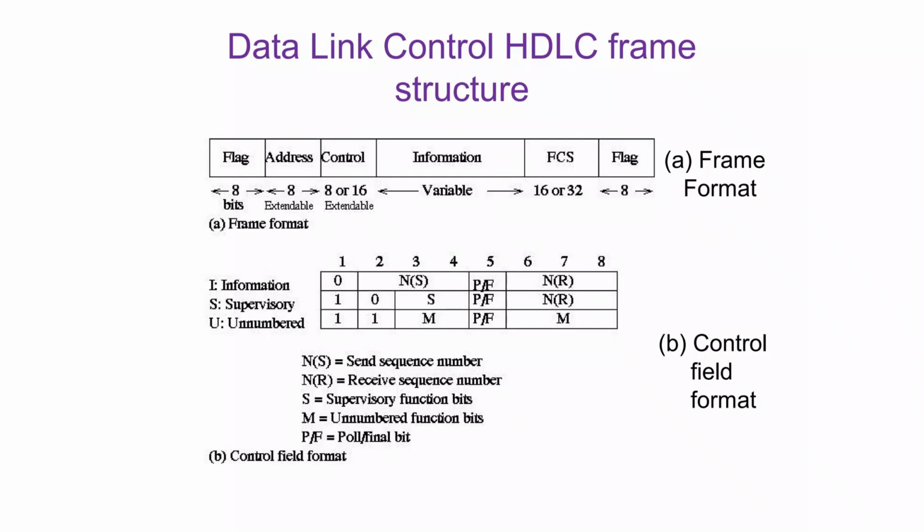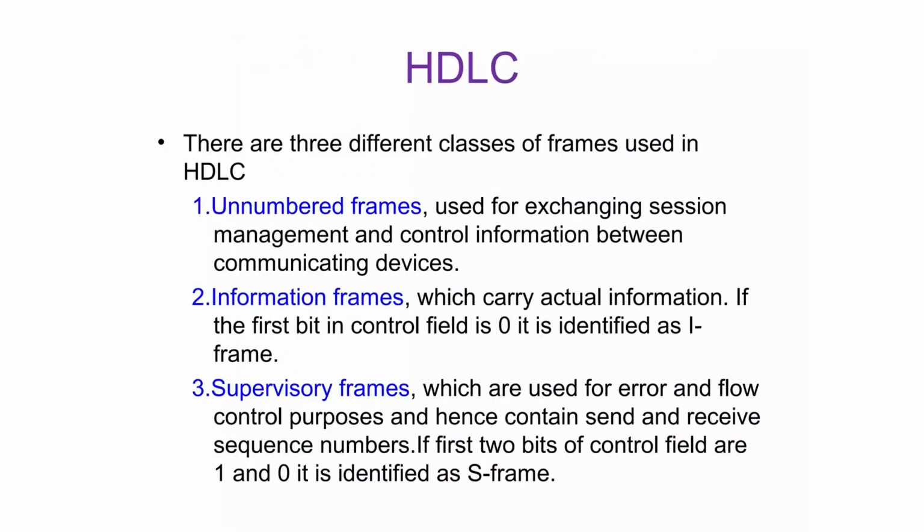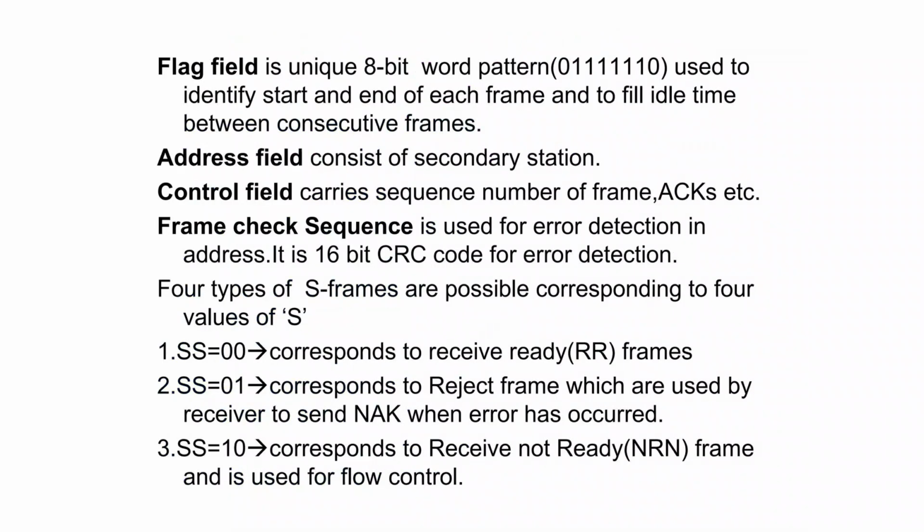We also see in the frame numbers that we can add the send sequence number and the receive sequence number. S is equal to supervisory function bits, M is equal to unnumbered function bits, and P slash F, that is the poll with final bit, can be taken here. Already I told you about this. It consists of frames. The flag field is a unique 8-bit word pattern, like a synchronous mode, marking the start and end of each frame and the idle time between consecutive frames. I told you what the address field and control field are.